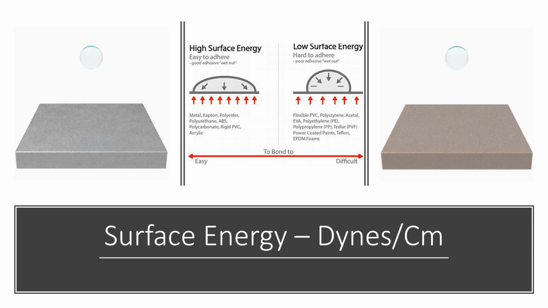Some examples of low surface energy are polyethylene plastics, polypropylene plastics, composite materials, and some paint systems like PVDF, Kynar paint systems, and powder coat paint systems that are very typically used on aluminum.